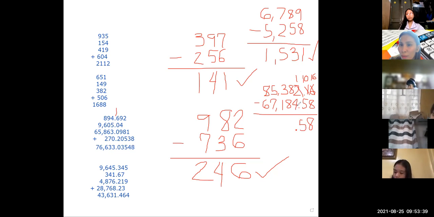Okay. Again, we cannot subtract 4 from 1. Borrow again. We need to borrow from 8. 8 becomes 7, and then 1 here becomes 11. 11 minus 4, we have 7. Correct?